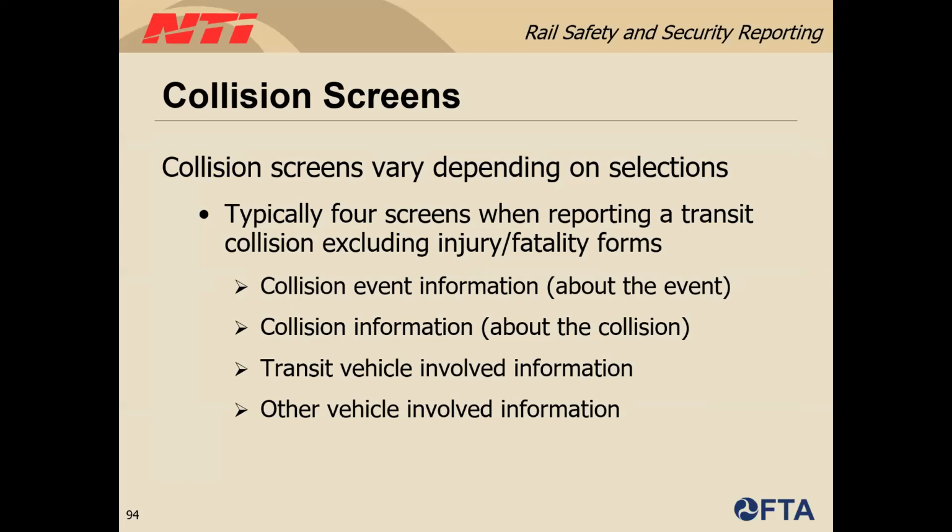Typically, there are 4 screens, or 4 subforms, if you will, that may appear when you're reporting a transit collision. That would be the collision event information form. The second one is a collision information form. Next would be the transit vehicle involved form. And then if any other vehicles were involved in the collision, then you would also have an other vehicle form for each other vehicle that was involved in the collision.